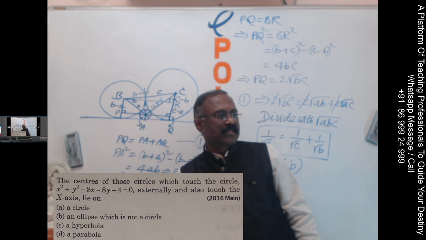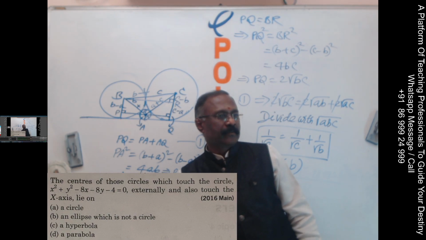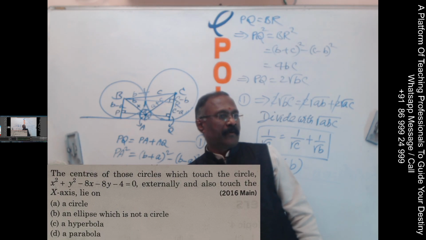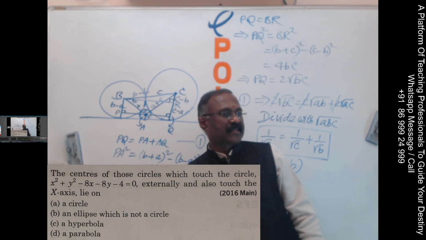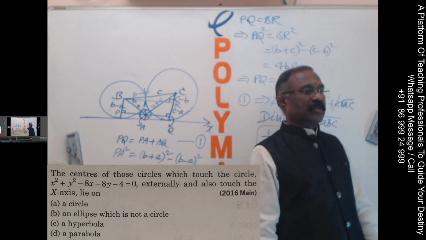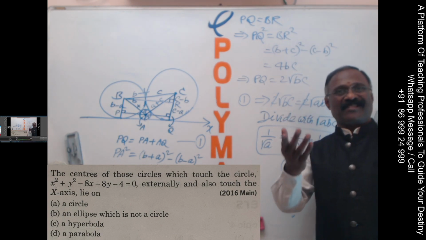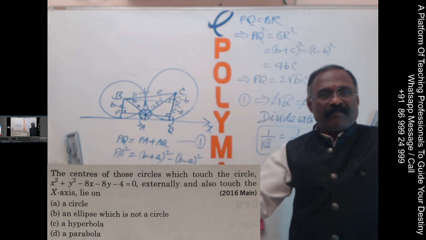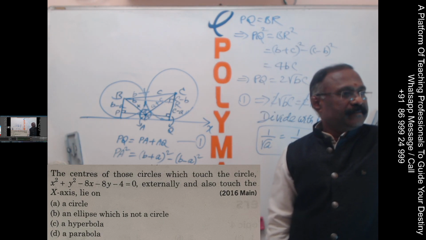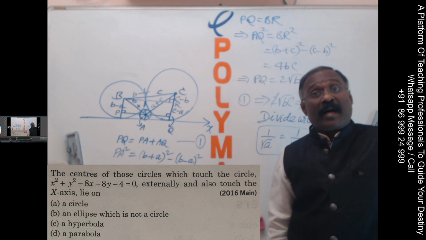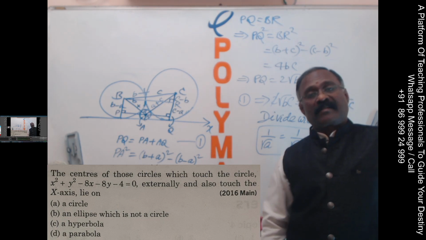See this one, 2016, previous question. The centers of those circles which touch the circle x square plus y square minus 8x minus 8y minus 4 equal to 0 externally and also touch the x-axis. It is very much similar to a previous question. Just we have taken one such question which touches the circle externally and touches y-axis we have taken there. Touches y-axis. Here touches x-axis.